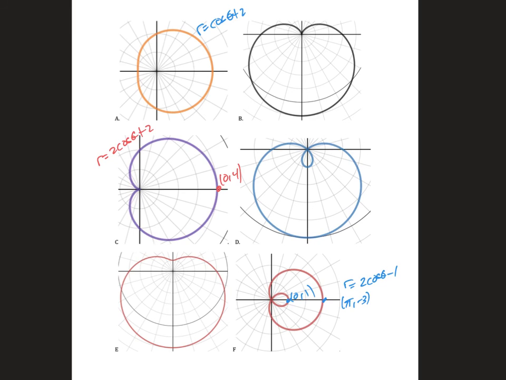Okay, so let's go back. So we said we needed a vertical cardioid, mainly downwards. So that would be graph B. So this is r equals -3 sine theta plus 3. Limacon mainly downward. We're almost done here. So this sure looks right.